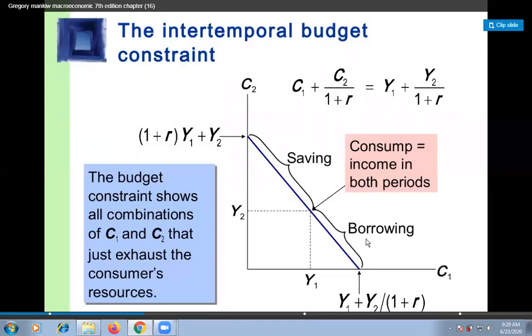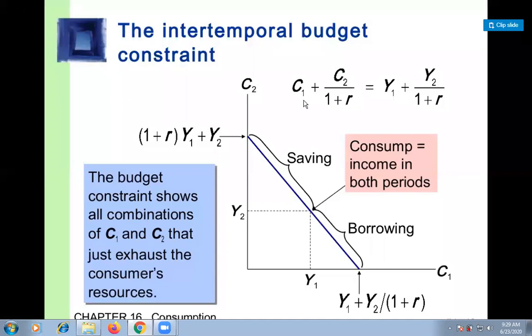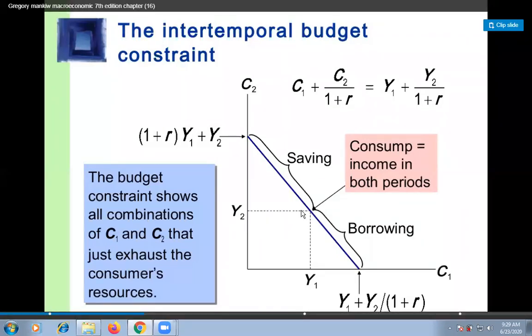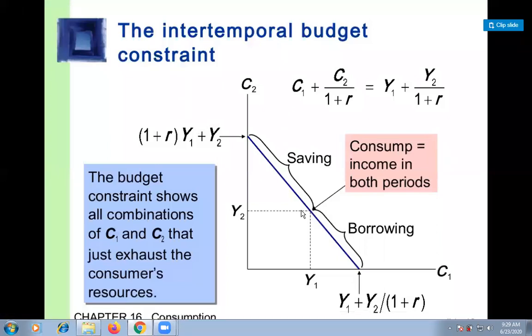Now at this point, C2 equal to 0. Here C2 is 0 and C1 is something. C2 0 means the whole is 0. C1 equal to Y1, current income, plus the present value of future income. The whole income will be consumed for C1. So that is a very simple explanation of budget constraints, 3 points.